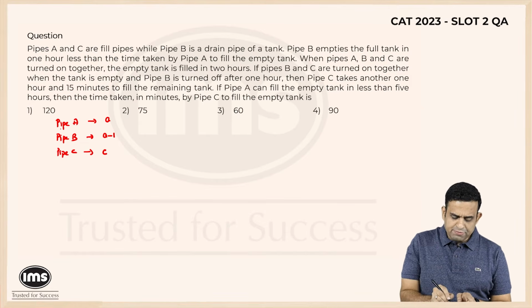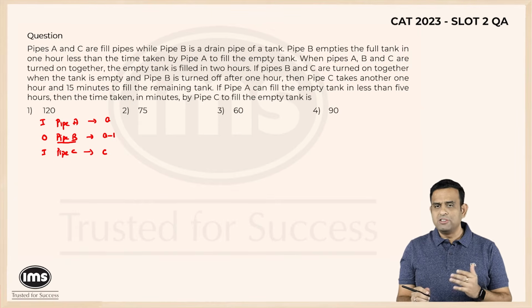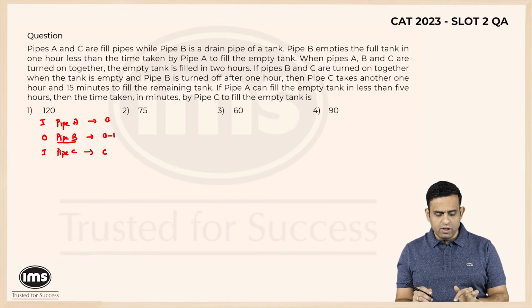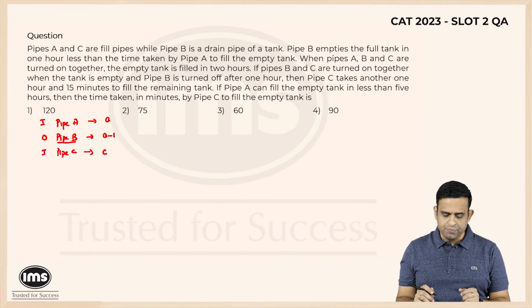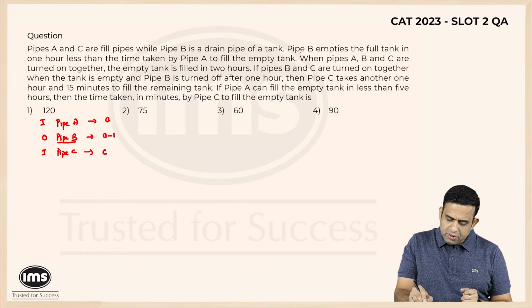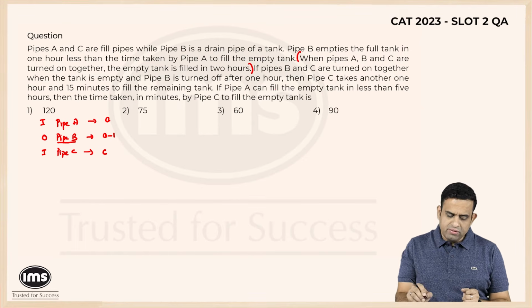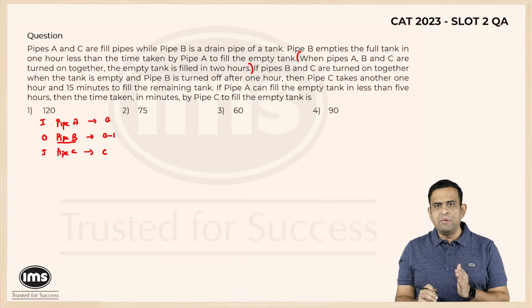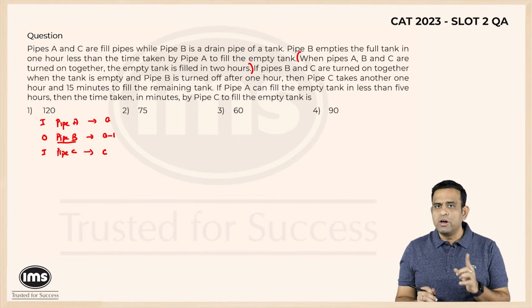Now in this case, pipe A and C are acting as inlet pipes. They are filling the tank. At the same time, pipe B is acting as an outlet pipe. So if I assume the work done by pipe A and C to be positive, I will assume the work done by pipe B to be negative. Now, as per this portion, it is given that when A, B, C are turned on together, the empty tank is filled in 2 hours. That means the amount of work done in 1 hour by pipes A, B and C together is nothing but half.